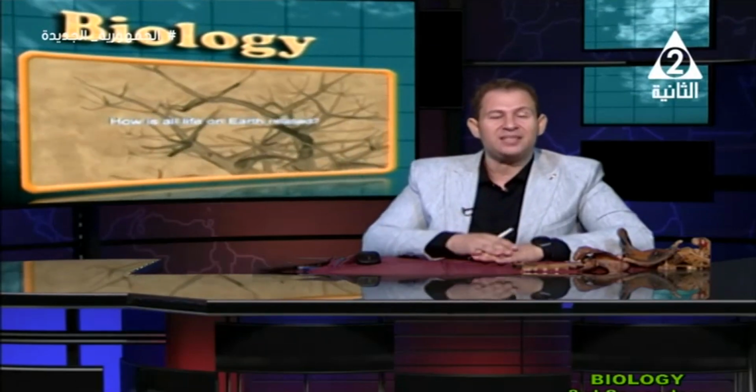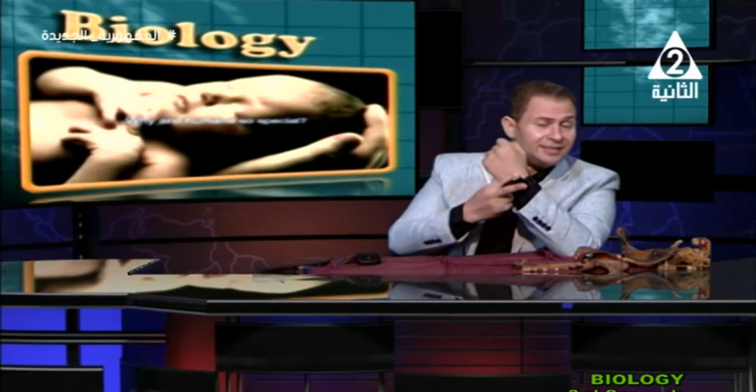Why does the ankle have 7 bones? At the beginning of evolution, 2 bones fused together to form one large bone. We call it the heel, on which all body weight is settled.